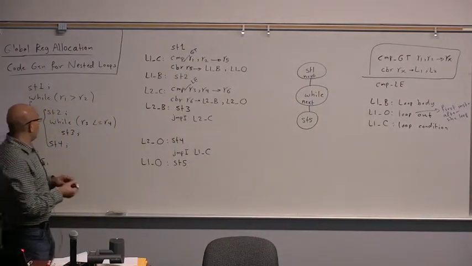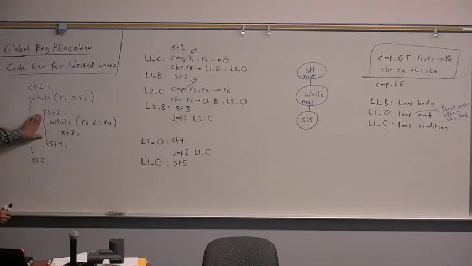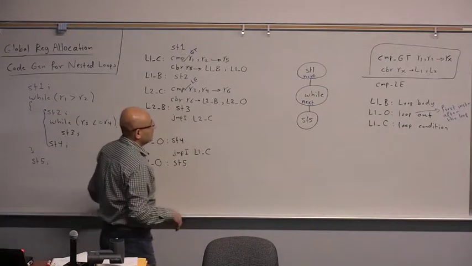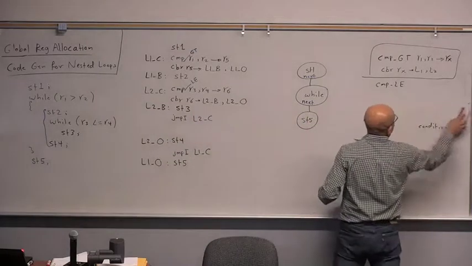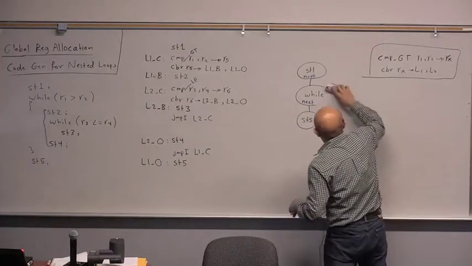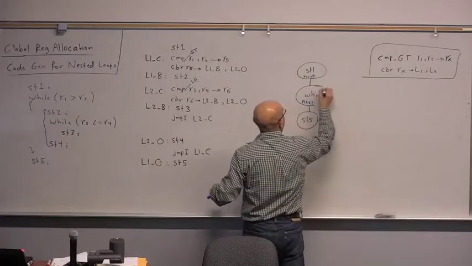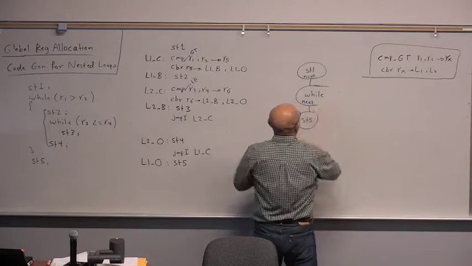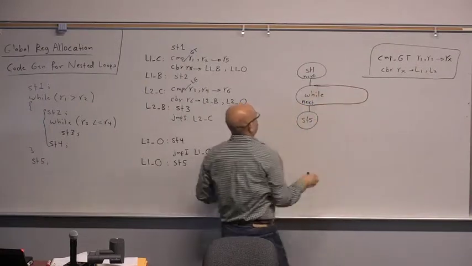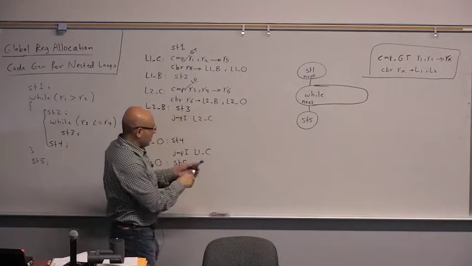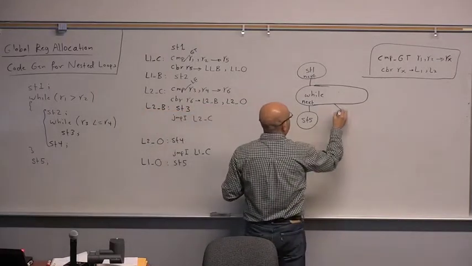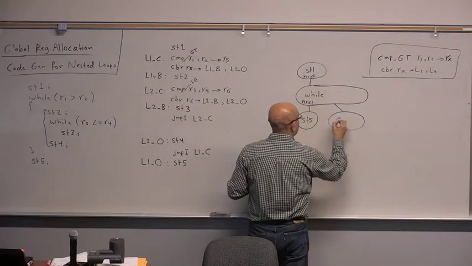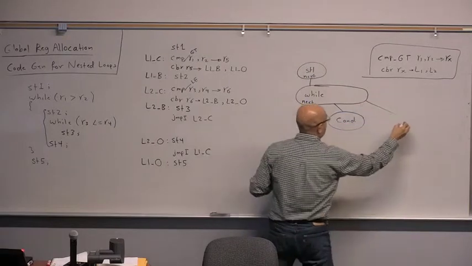But where are you going to have the inner loop? It'll be hanging off that while there. Exactly. So the while will have a next. The next points to ST5, and then it will have the condition, and it will have the body.